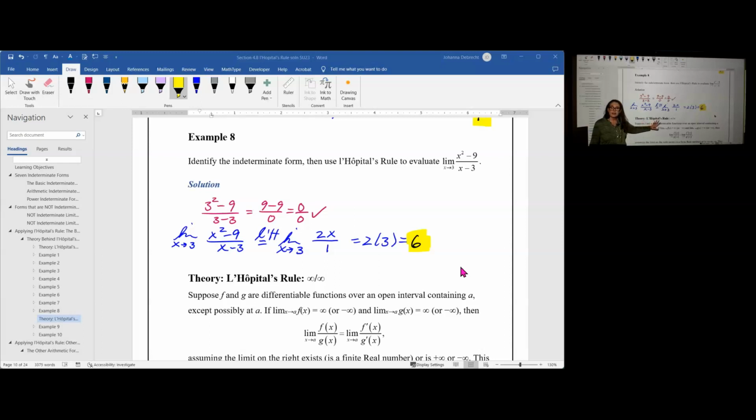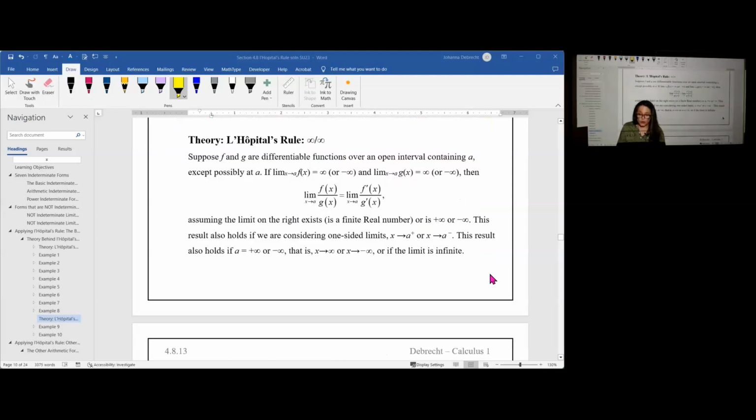Let's now take a look at the theory behind L'Hopital's rule in the other basic form, infinity divided by infinity, so we can establish that it also works here. We start with the same rules that we needed for the 0 divided by 0 form. f and g are both differentiable functions on an open interval containing a, but they may not be differentiable at a. They could be, we just don't know, and it doesn't matter.